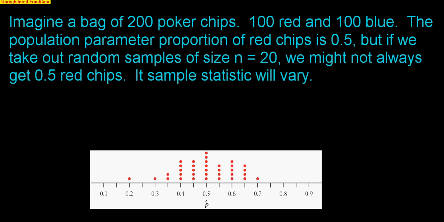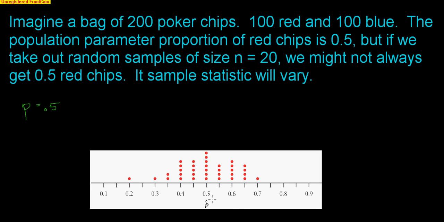The population parameter proportion of red chips is 0.5. So this means that p, not capital P, just p with no hat, is 0.5. The population of the entire bag is 50% of chips are red. But if we take out random samples of size 20, we might not always get 50% red chips. And this chart down here tries to show that.